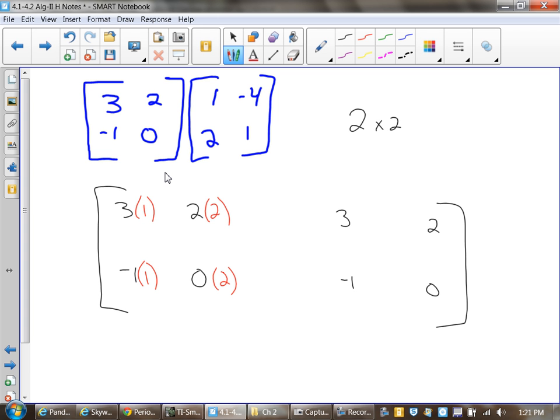I ran out of that first column. I go to the next column. I have negative 4, and I repeat it. Oops. And then I go to the last entry.